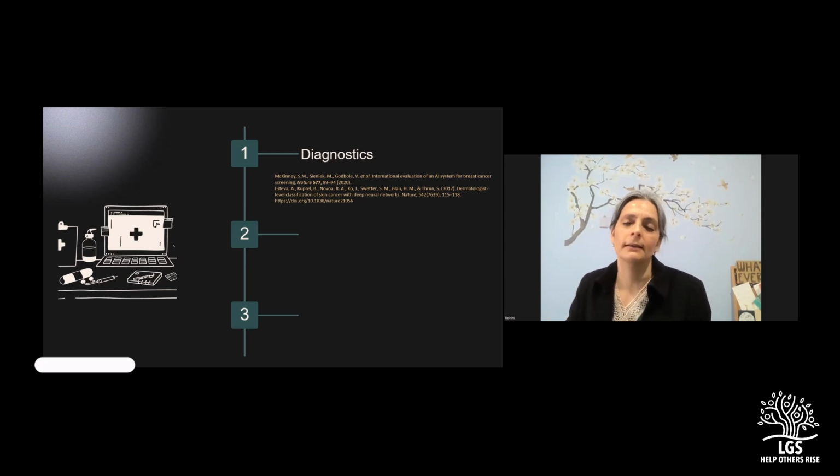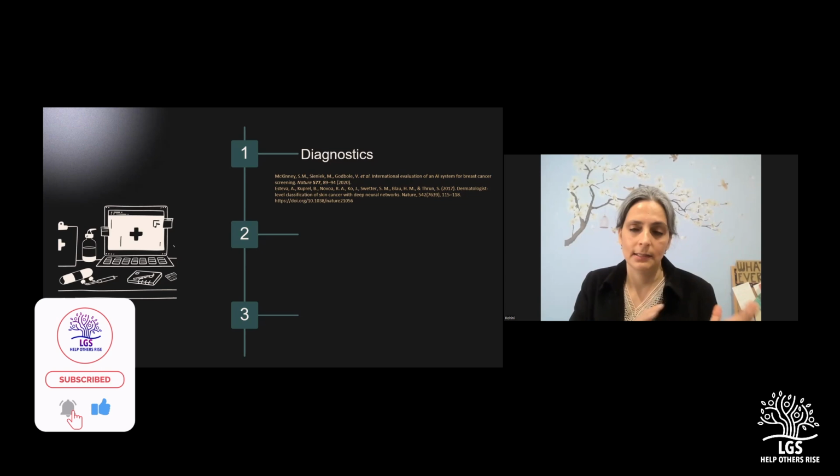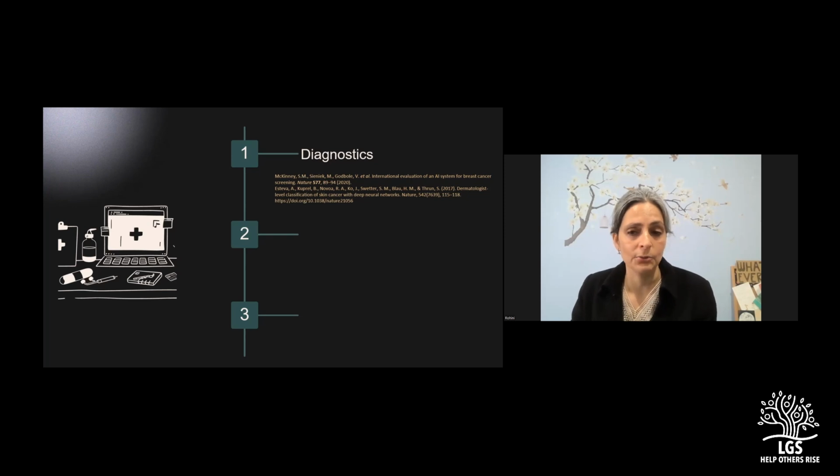This same data set, these mammogram images from all of these women, was shown to an AI tool. There was a reduction of false positives, about 5.7%, and a 9.4% reduction in false negatives based on the AI screening of these mammographic scans. You can imagine that in terms of effectiveness, time saving, and cost saving, this is huge.